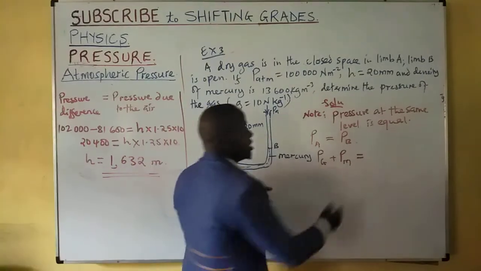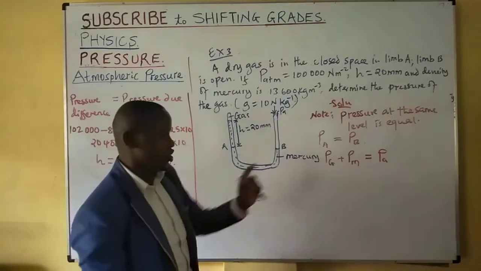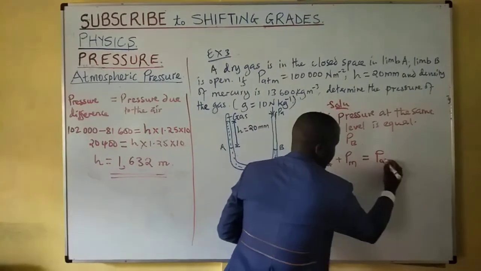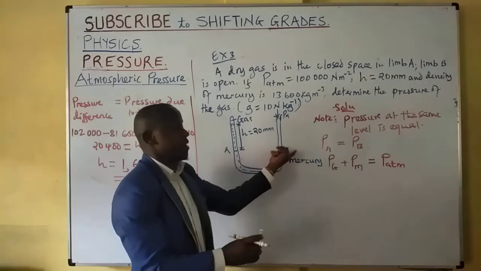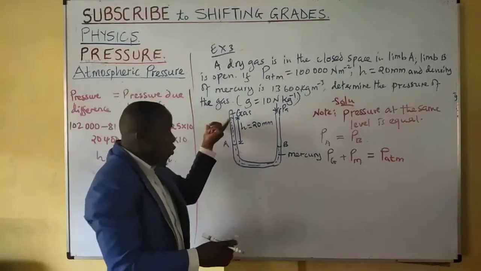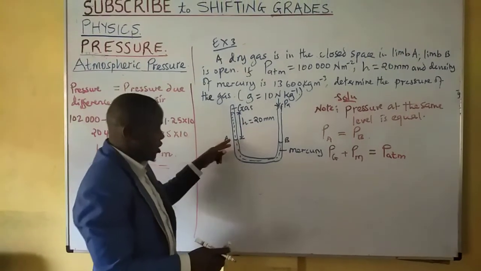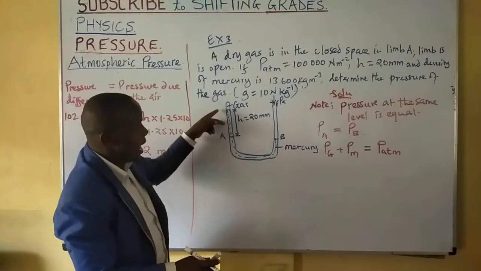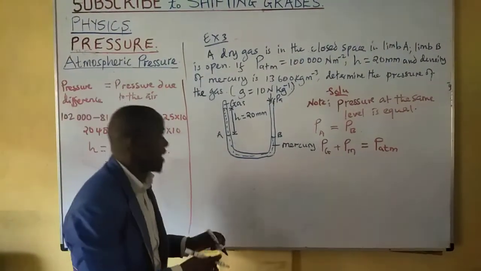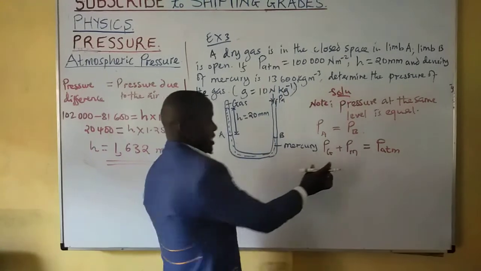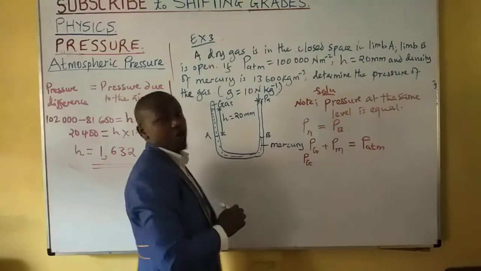And the pressure at B is simply atmospheric pressure. There is no other pressure acting at point B. Therefore, at point A, we have two matters which are exerting pressure. We have a height of column of mercury above it, and a certain gas which is fixed in that limb. Therefore, we can say the pressure of the gas is unknown.